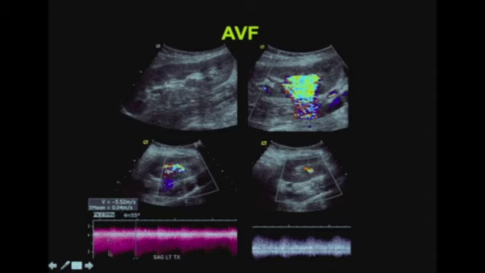When you listen to this in real time, it has a very harsh sound, and this is an arterialized waveform. Again, when you listen to it in real time, you hear that it is a venous vessel, but it's arterialized due to the presence of the shunting through the fistula.